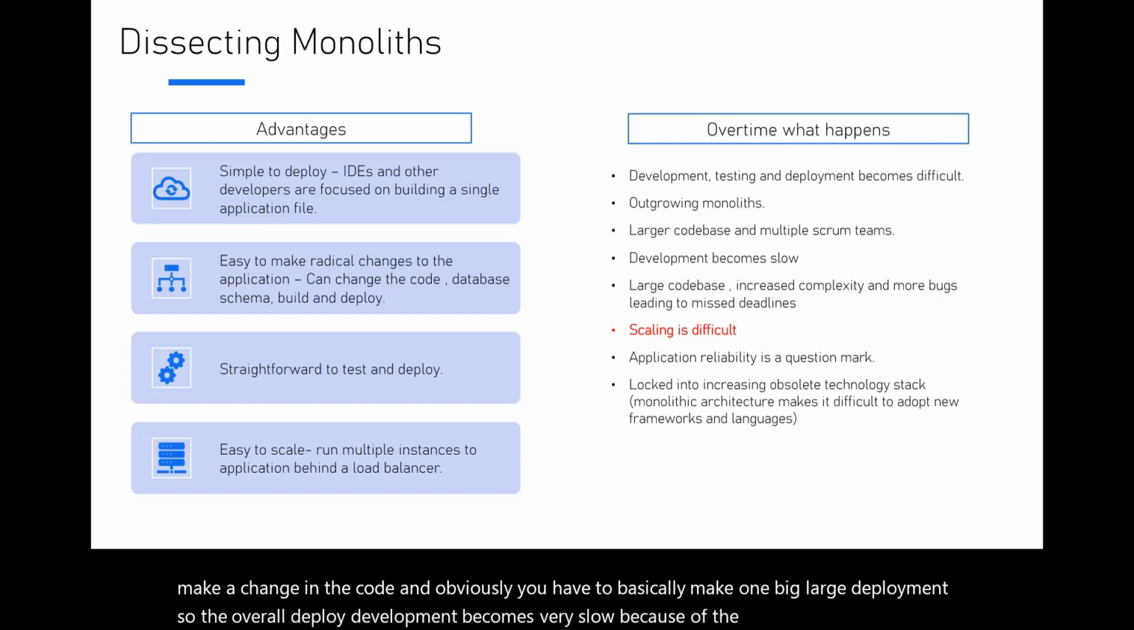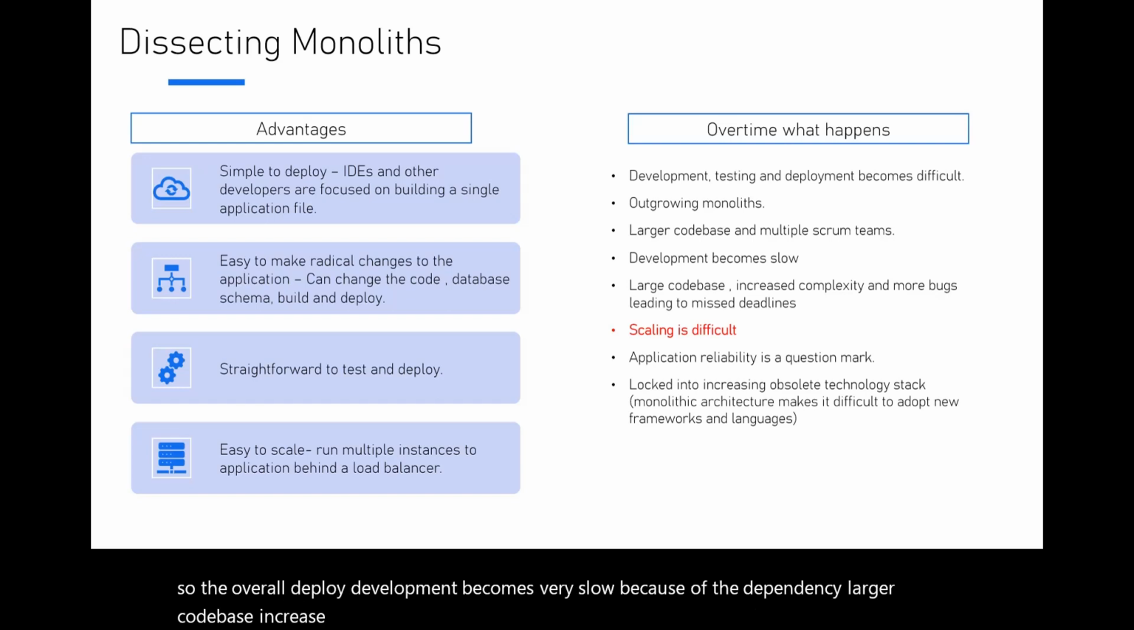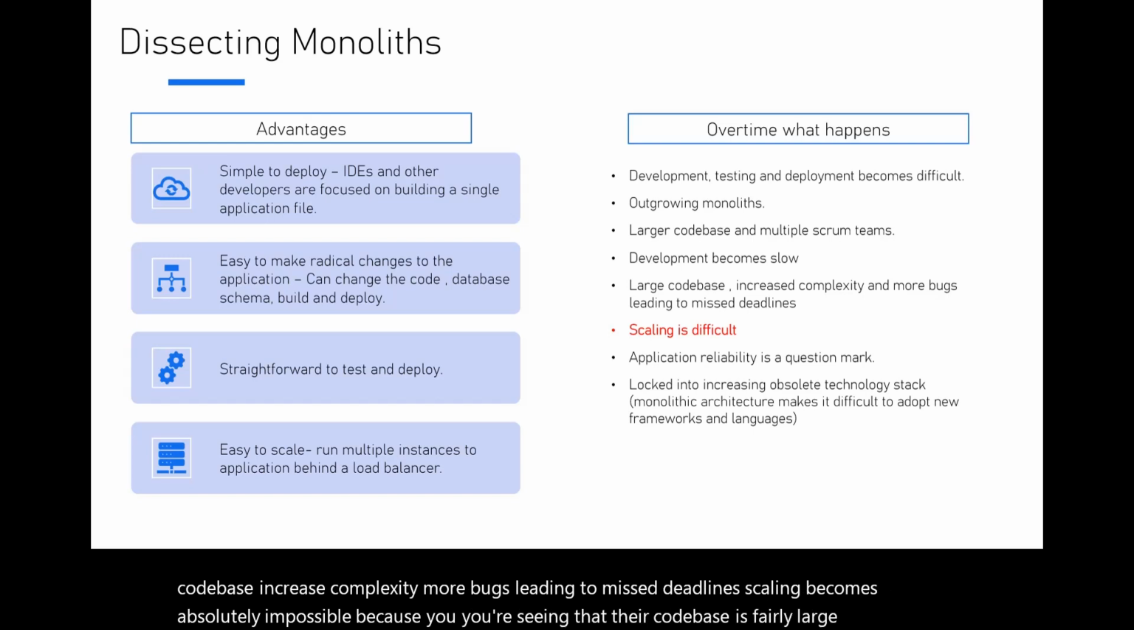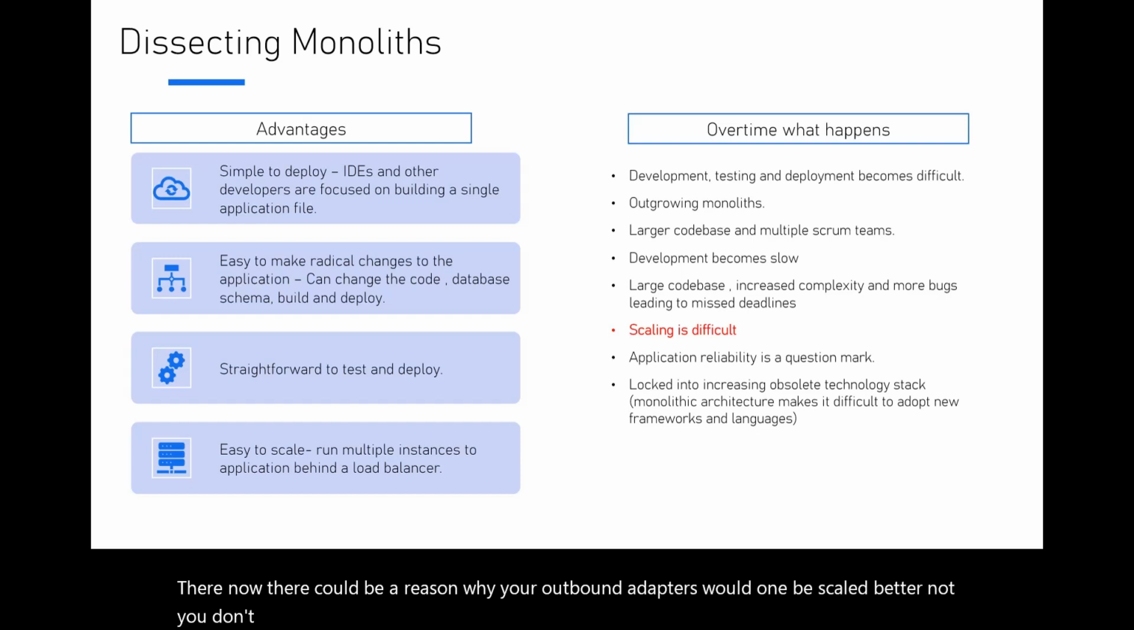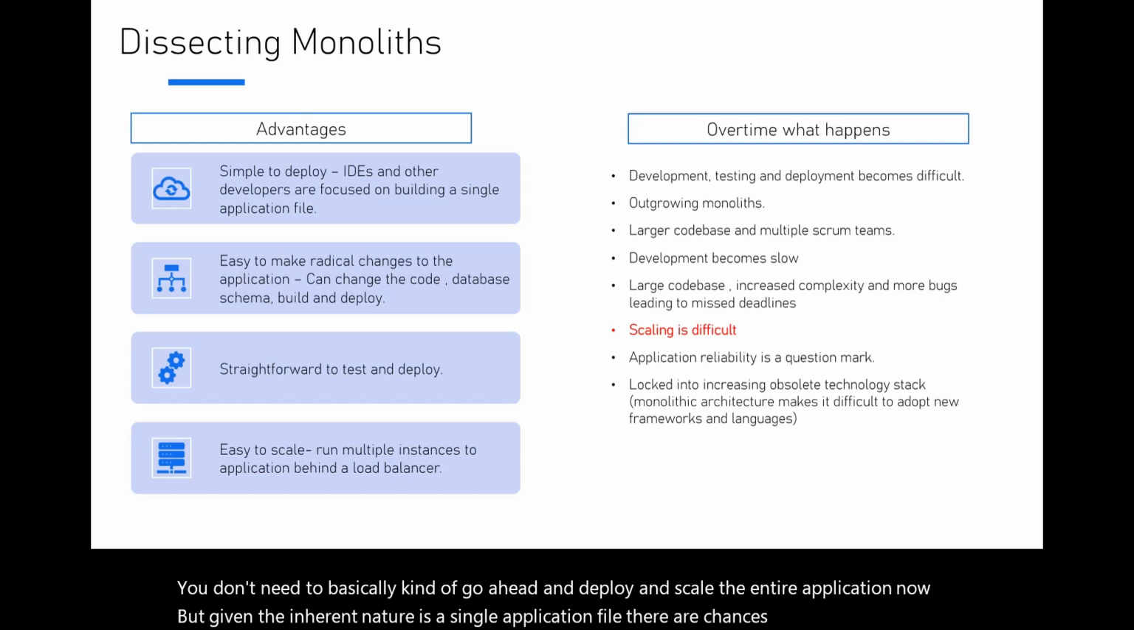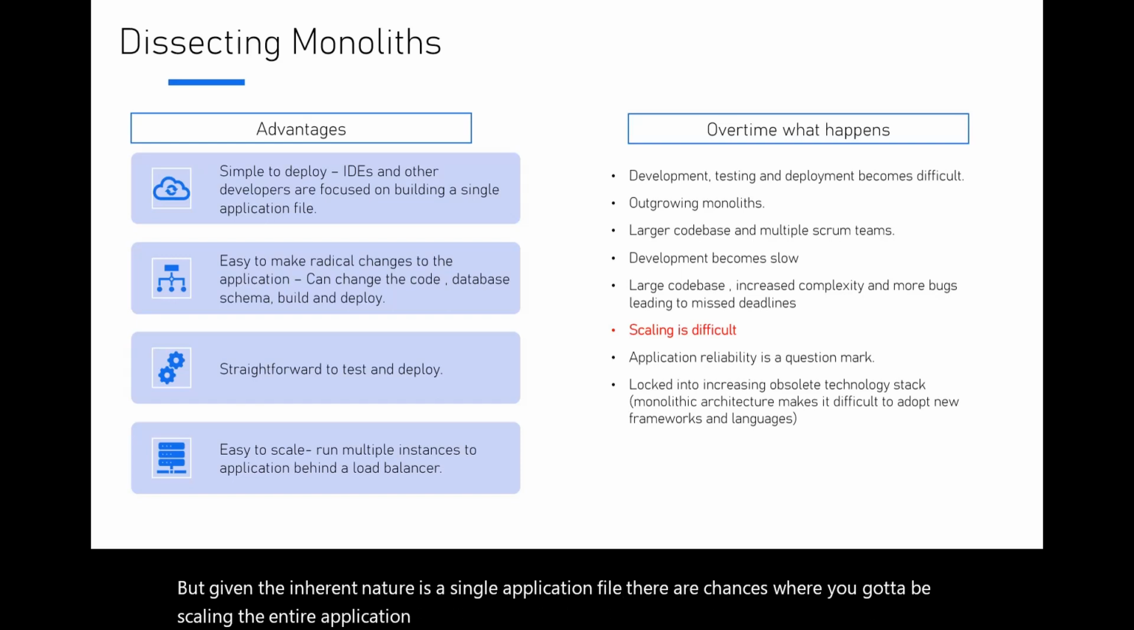Larger code base, increased complexity, more bugs leading to missed deadlines. Scaling becomes absolutely impossible because your code base is very large, and functionalities are there. Now there could be a reason where your outbound adapters would want to be scaled better. You don't need to deploy and scale the entire application. But given the inherent nature of a single application file, there are chances you're going to be scaling the entire application. Application reliability really becomes the question mark.